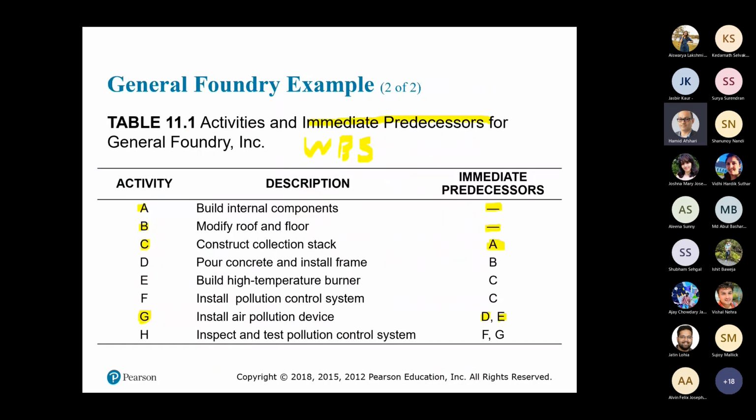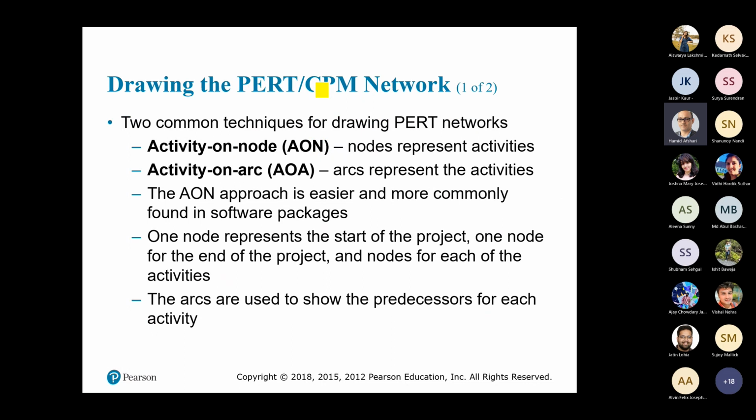Okay, so the first step is having WBS or list of activities and what is the sequence of activities. After you have this, you need to draw the paired CPM network. Here you will learn that there are two methods to do that. Number one is called activity on node, AON. This is the most common approach, and we also will use that. The other one is activity on arc or AOA. This is not very common.